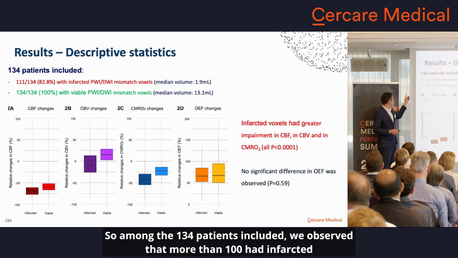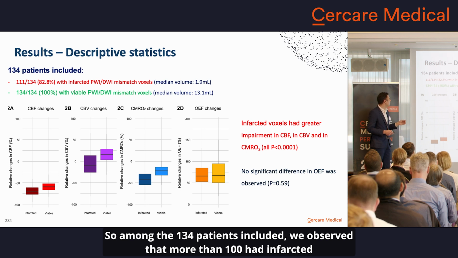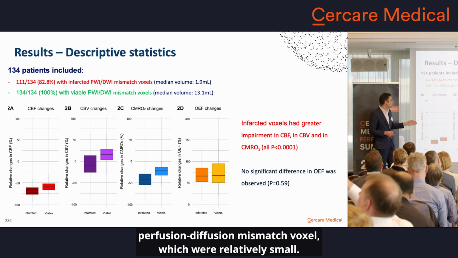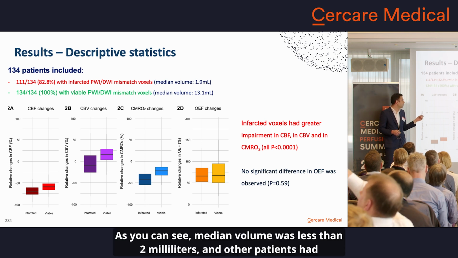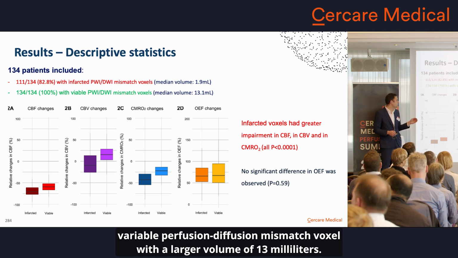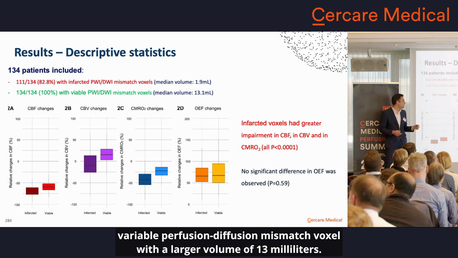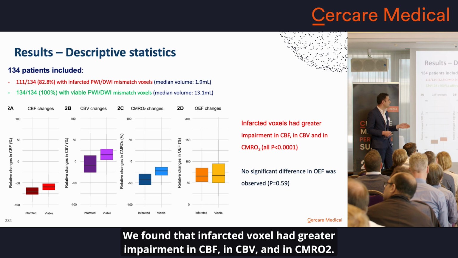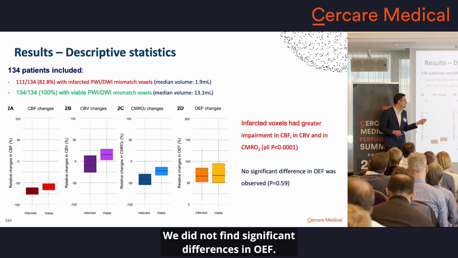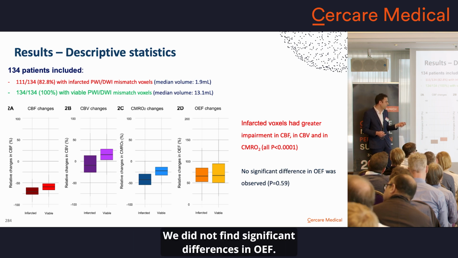So, among the 134 patients included, we observed that more than 100 had infarcted perfusion-diffusion mismatch voxels, which were relatively small. As you can see, median volume was less than 2 milliliters. And all the patients had viable perfusion-diffusion mismatch voxels with a larger volume of 13 milliliters. We found that infarcted voxels had greater impairment in CBF, in CBV, and in CMRO2. We did not find significant differences in OEF.